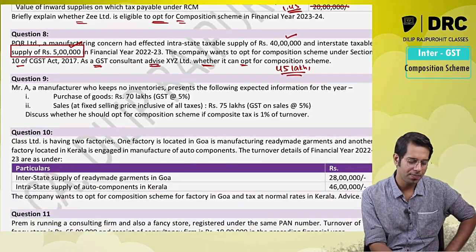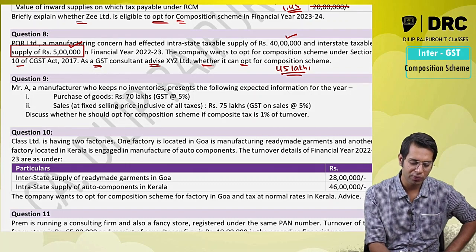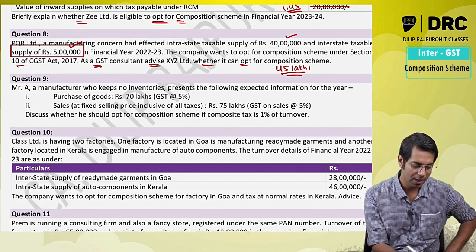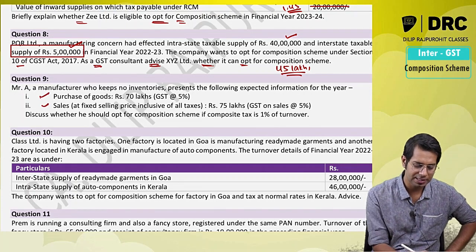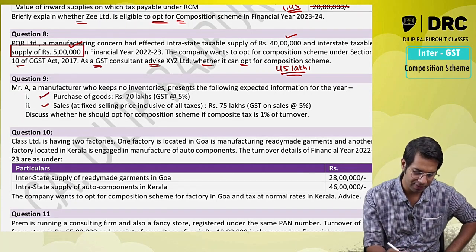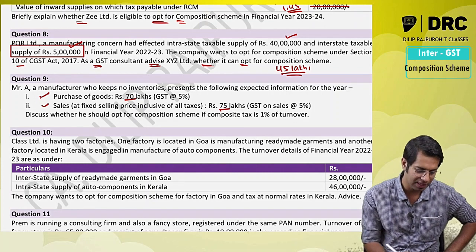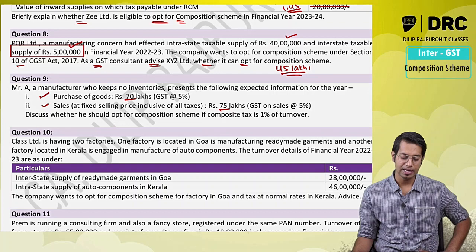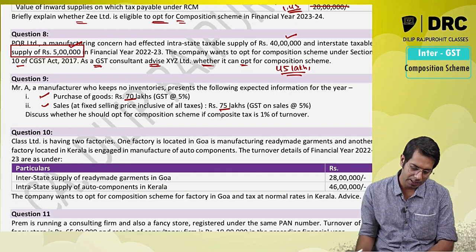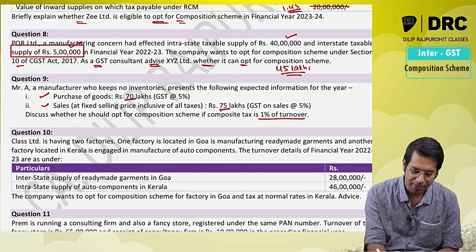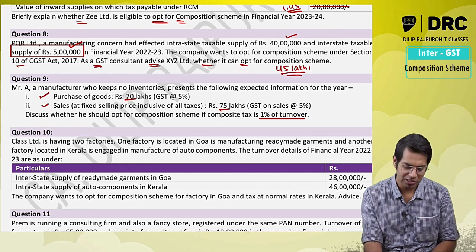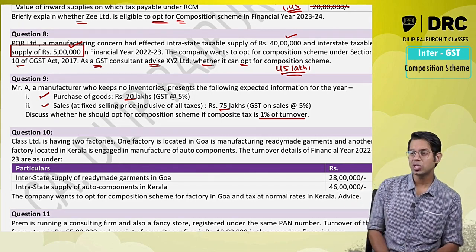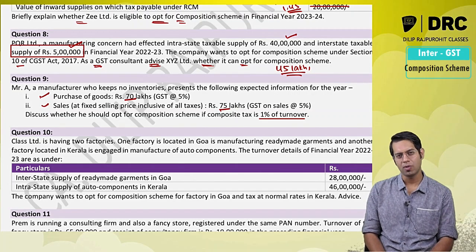Mr. A, a manufacturer who keeps no inventories, presents the following expected information for the year: purchases of goods and sales. Sales they have given as 75 lakhs, purchases 70 lakhs. Discuss whether he should opt for the composition scheme if the tax rate is 1% of turnover. 1% of turnover means 0.5% CGST, 0.5% SGST, they have given a simple 1%. Now the question is whether he should opt for the composition scheme or not.